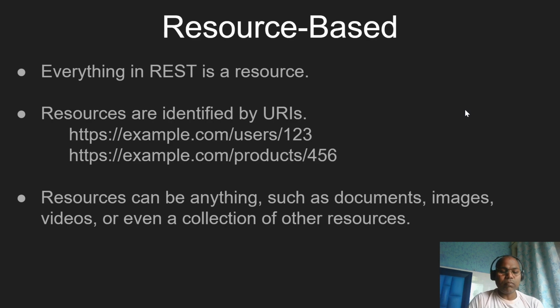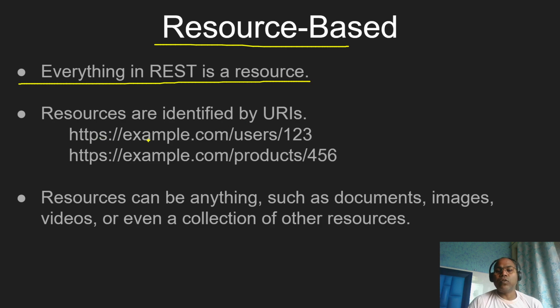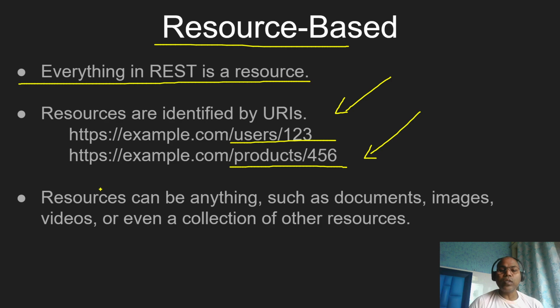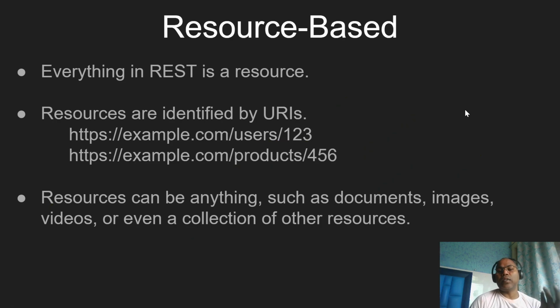So good, just a basic understanding again of what we mean by resource-based. Everything in the REST API is considered a resource. A resource can be user 123 or product 456. This is one resource, this is another resource, and user 123 is uniquely identified by its ID. Resources can be anything such as a document, image, video, even collections of resources, or product or information. Everything in REST API communication is considered a resource.